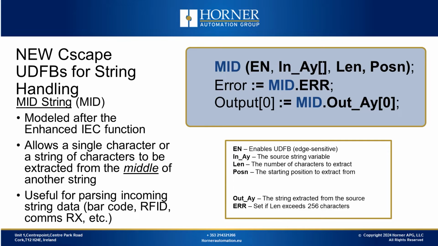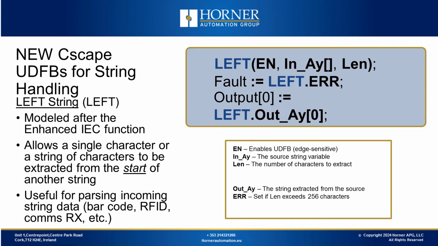This UDFB also has 2 outputs. There is an error output in case we specify a string that is too long, and there is an output array that will need to be inside of a loop so that we can extract each character as part of the loop. Next, we will look at the UDFB left, which allows us to extract characters from the beginning of a string.